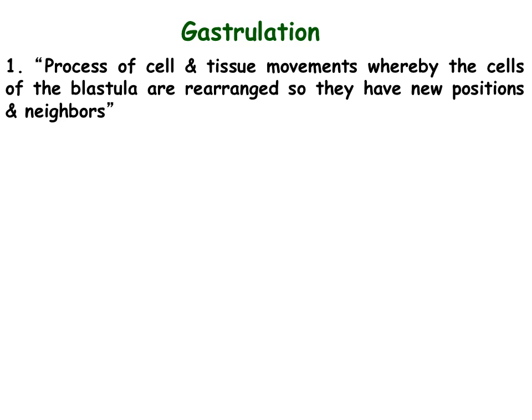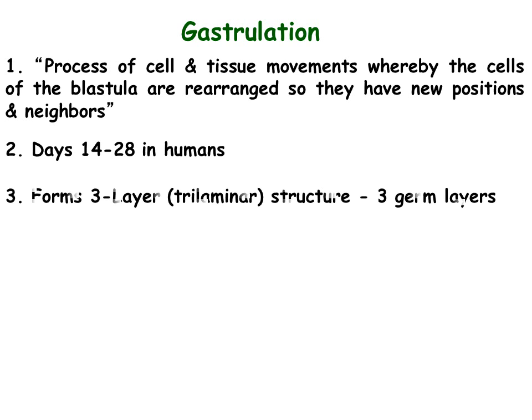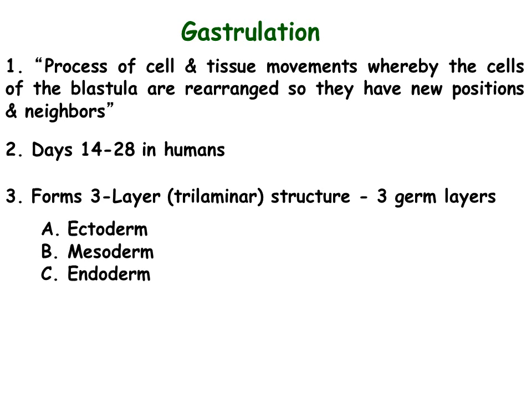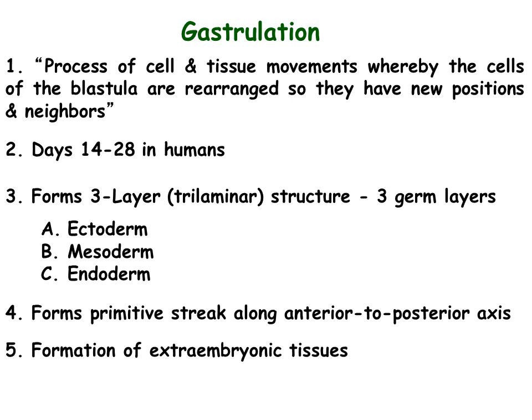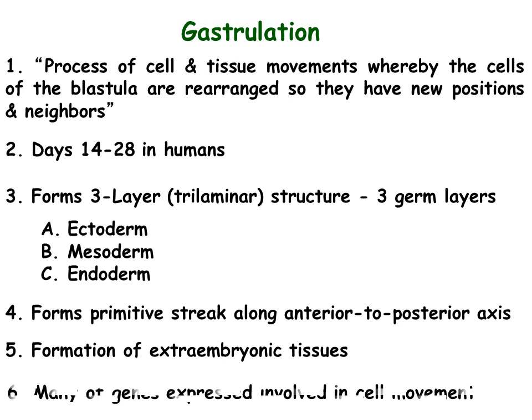And so I'm just going to very briefly go through some of these major events during embryogenesis. So gastrulation, this is the process of cell and tissue movements where the cells of the blastula are rearranged so they have new positions and new neighbors. It's day 14 to 28 in humans. And so you get the three germ layers that I think most of us have heard: ectoderm, mesoderm, and endoderm. And then this forms a primitive streak, so we get anterior and posterior axis. And then we start beginning to form the extraembryonic tissues.